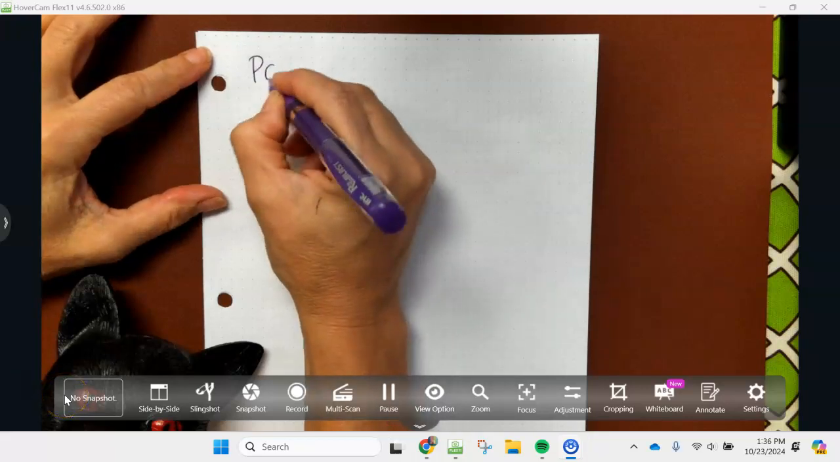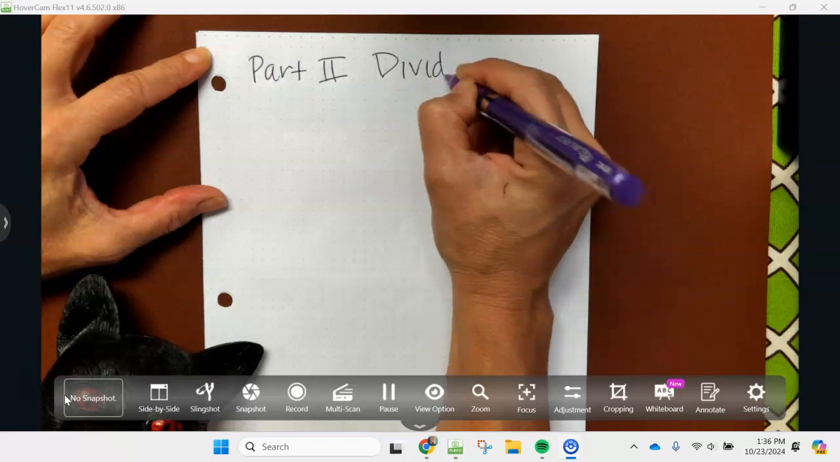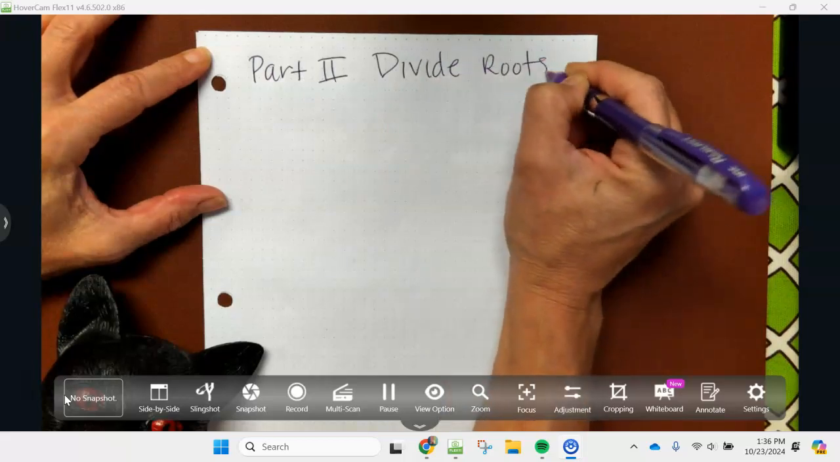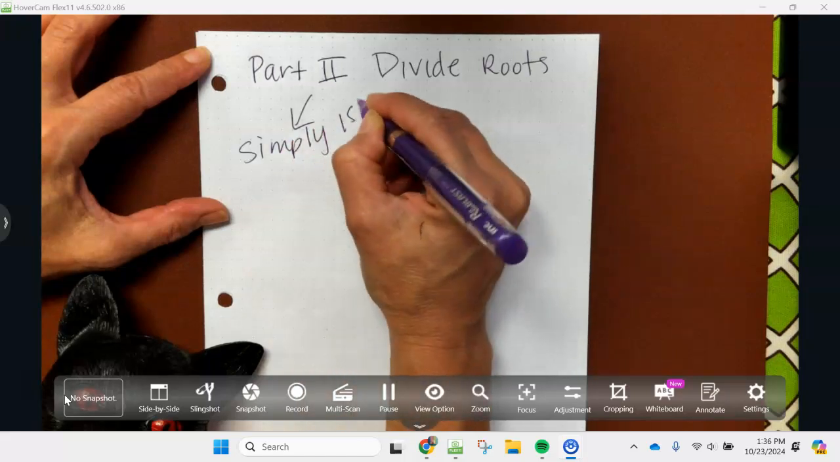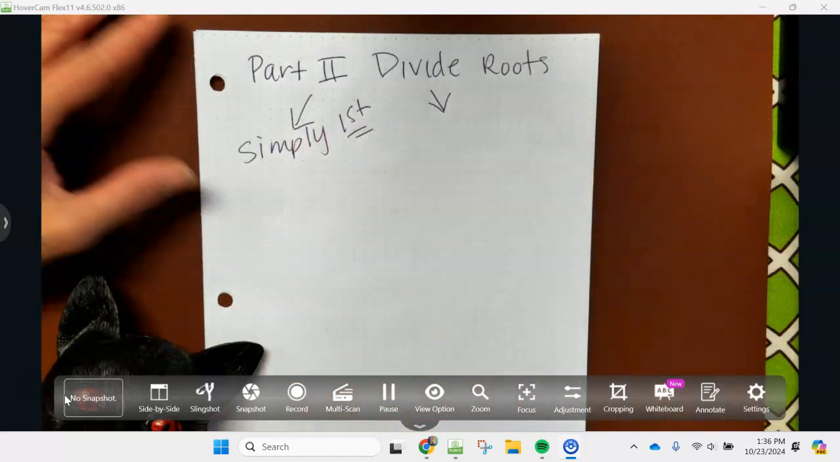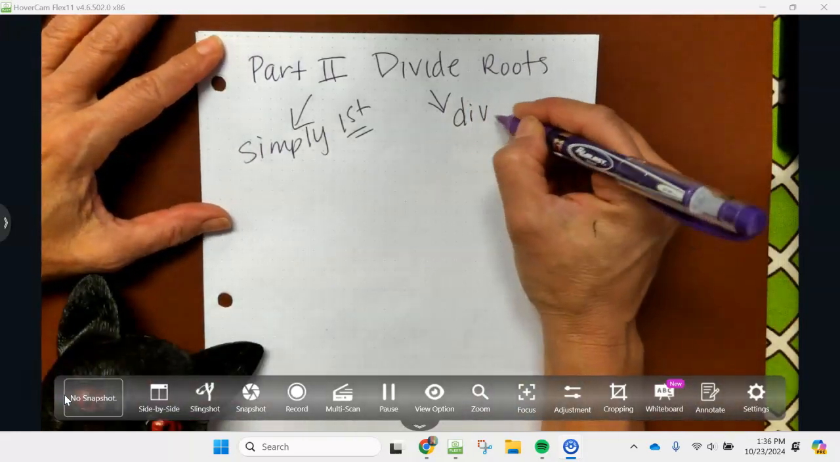Part 2, dividing roots. And you know, it's really pretty much the same process. If you can simplify first, do it. And then just like we could multiply under the same sign, you can also divide under the same square root symbol.